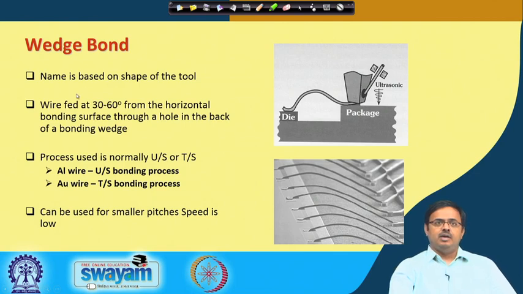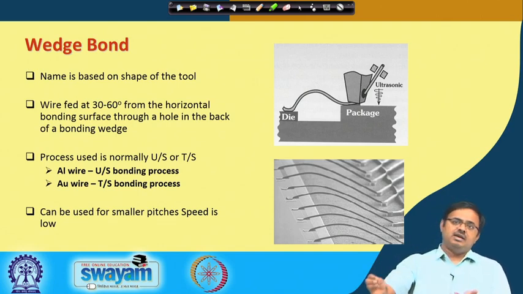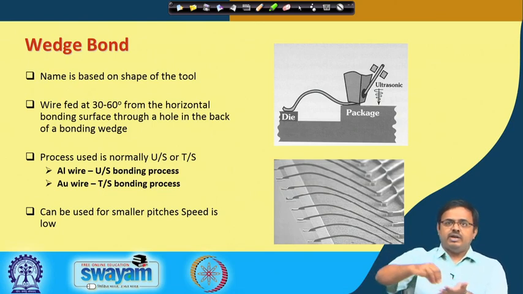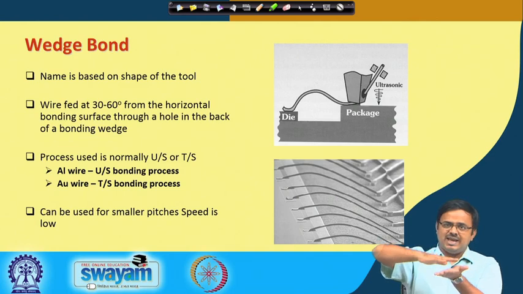Clear? And the process is used for either ultrasonic or thermosonic, not thermocompression, because we do not put that much pressure. If it is an aluminum wire, it is typically ultrasonic, if it is a gold wire, it is thermosonic. It can be used for smaller pitches, but the speed is lower compared to ball bonding. We will see some videos, ball bonding can happen very quickly. It is still an automated process with robotic arms, but it can happen very quickly. Wedge, on the other hand, because of ultrasound, this angle, etcetera, cannot happen so quickly.